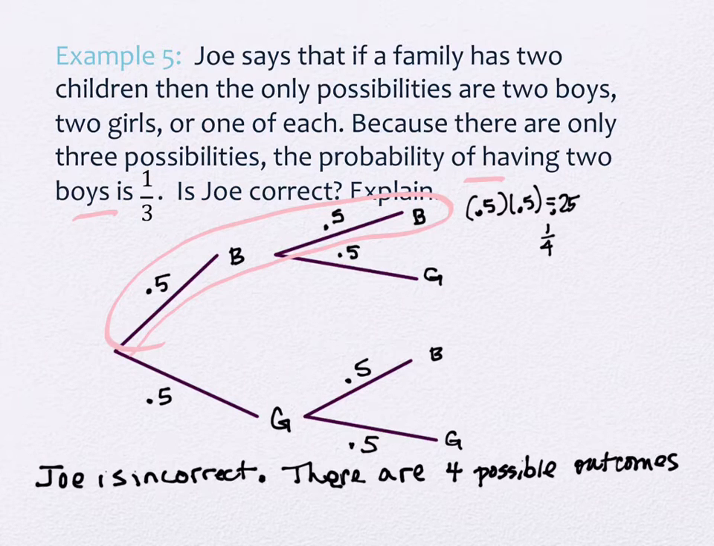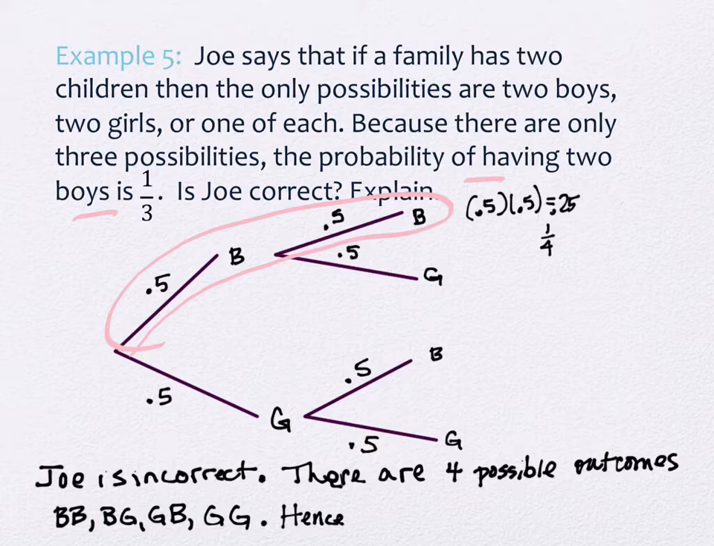You could also do them kind of like we did with our diagram over here that had the spinners, where you actually just listed them, right? So you could list them as boy, boy, boy, girl, girl, boy, girl, girl. It's another way of listing those outcomes. So we do have the girl, boy showing up twice in the outcomes. So hence the probability of having 2 boys is actually 1/4, or you can say 0.25, not 1/3.